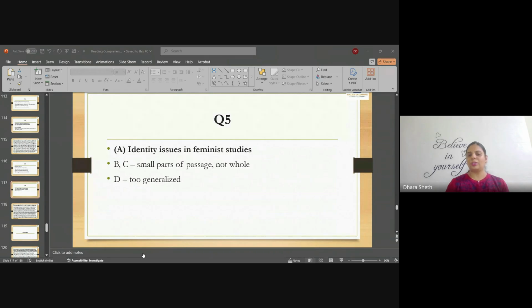Okay, so D is too generalized. Here, there's a lot of talking about feminist studies, but it's not talking about ideological constructs of the world, which is a very big topic. Here, only feminist studies has been talked about. B and C are small parts of the passage. There's a part that talks about third world feminist studies. There's a part that talks about Western feminist. But overall, as a whole, the passage talks about identity issues in feminist studies.